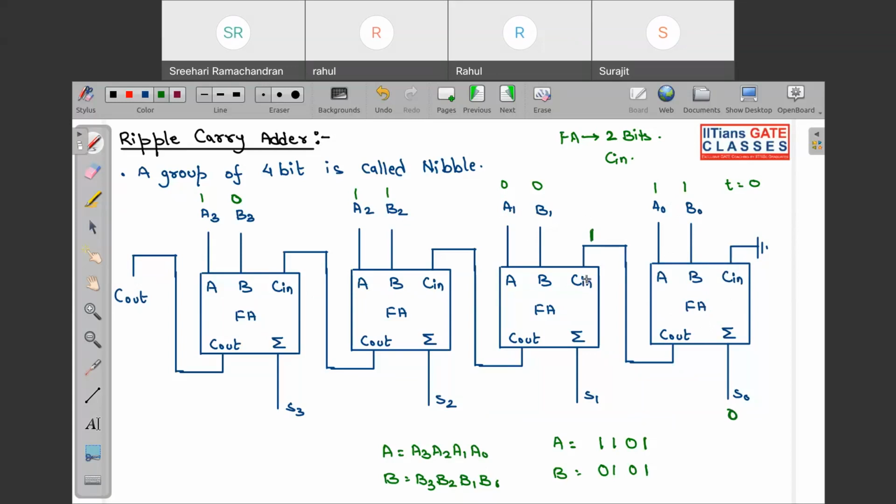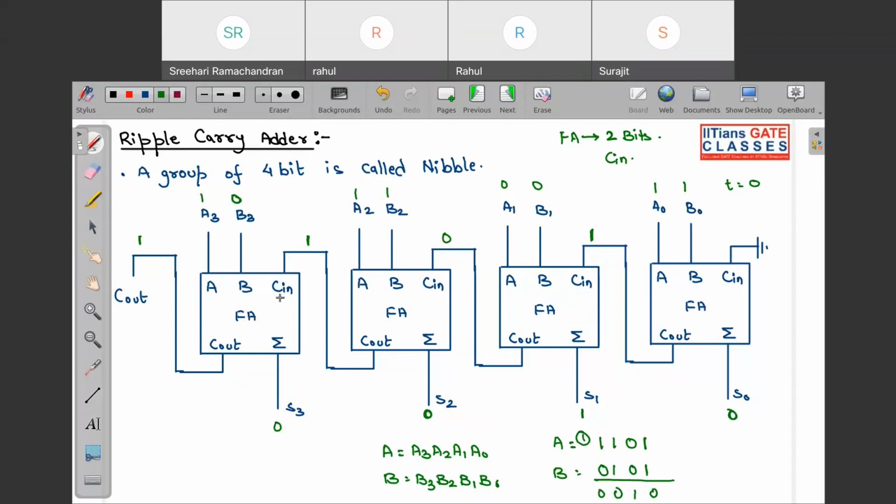The moment Cin is 1 with A1 0 and B1 0, the sum will be 1 and carry out will be 0. Again, S2 will be 0 and carry will be 1. Once again, sum will be 0 and Cout will be 1. So the sum is 0 1 0 1 with carry out 1. This is the ideal case, where all the carries are obtained at t equal to 0 because all the full adders have no propagation delay.